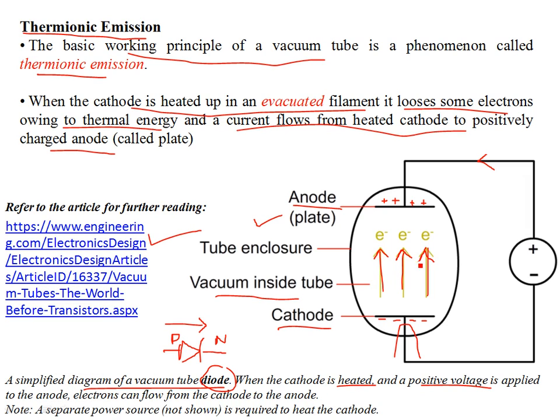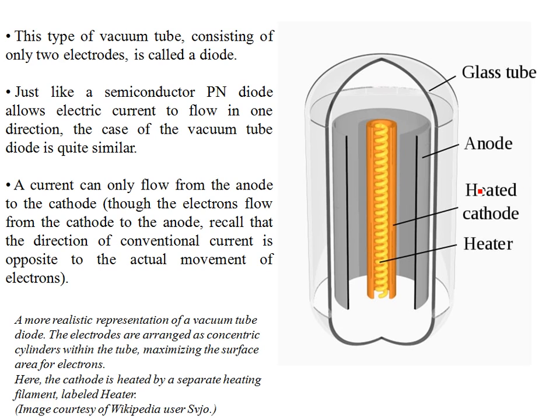There's a separate heating source which is not shown here, but here it's more intuitive. You see inside it there is a heater, heating up the cathode, and then there's an anode. This is cylindrical to provide more surface area, so larger currents can be derived.